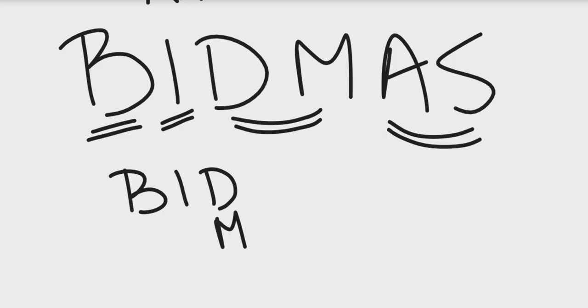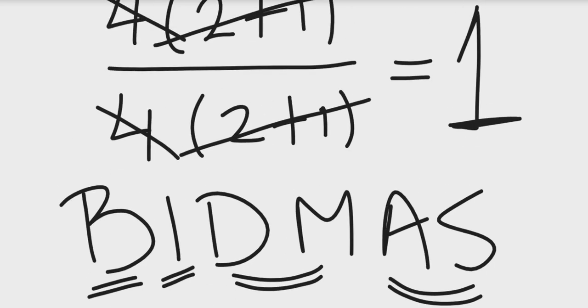BIDMAS stands for brackets first, then I is for indices. Division and multiplication have the same priority. Addition and subtraction have the same priority. That's why somewhere you can see it this way. B, D and M, same priority. A and S, same priority. Okay, how does that help us with our question?